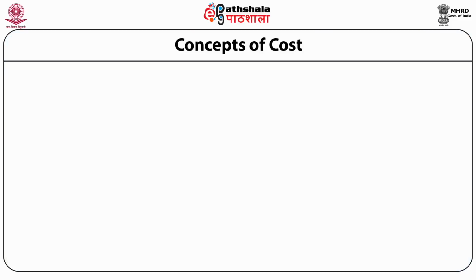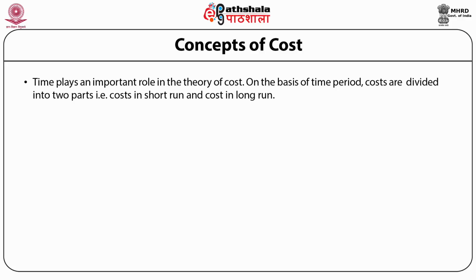So, the real cost of production signifies toils, troubles, sacrifices on account of loss of consumption for saving, and social effects of pollution caused by factory smoke, automobiles, etc. Concepts of cost. Time plays an important role in the theory of cost.